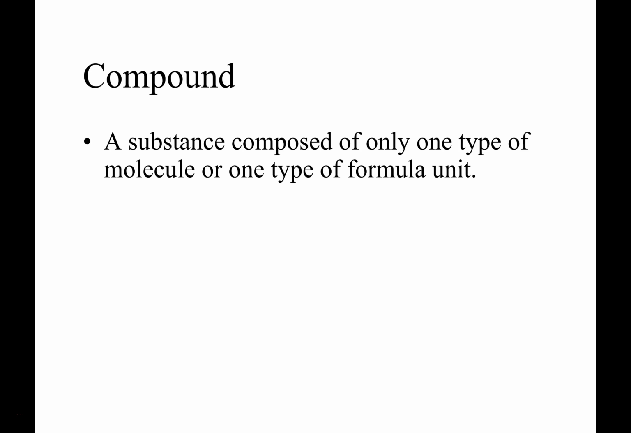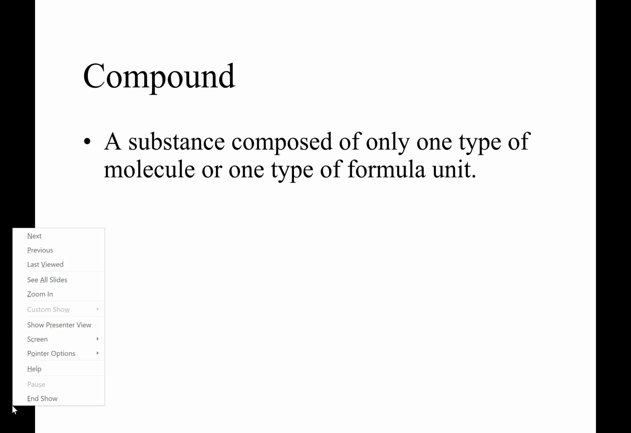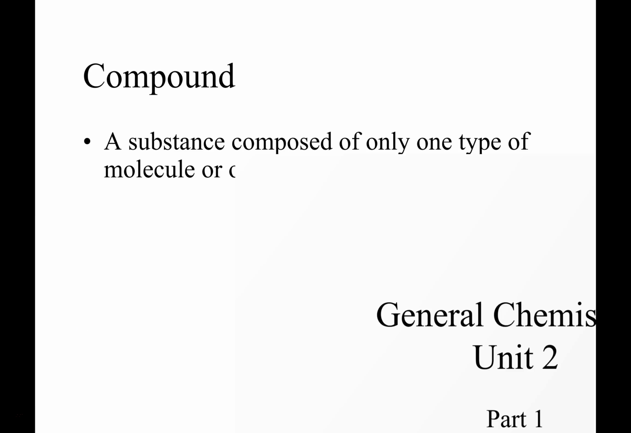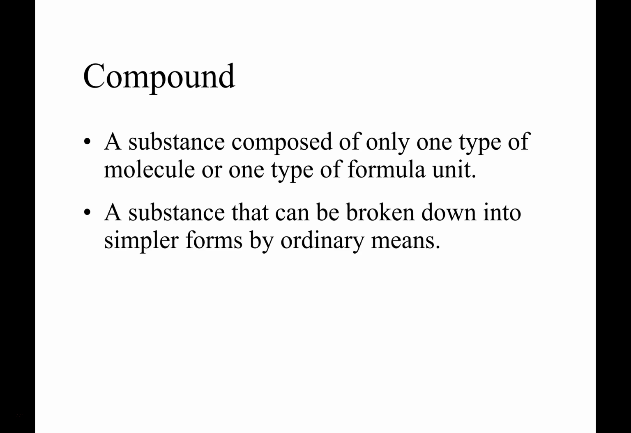But an example of a molecular compound is cute little water molecules. An example of an ionic compound is table salt. All right. So that's why, there are 2 types of compounds: molecular and ionic.